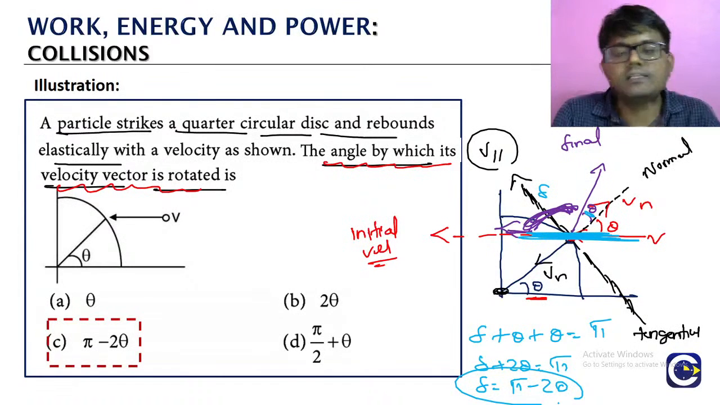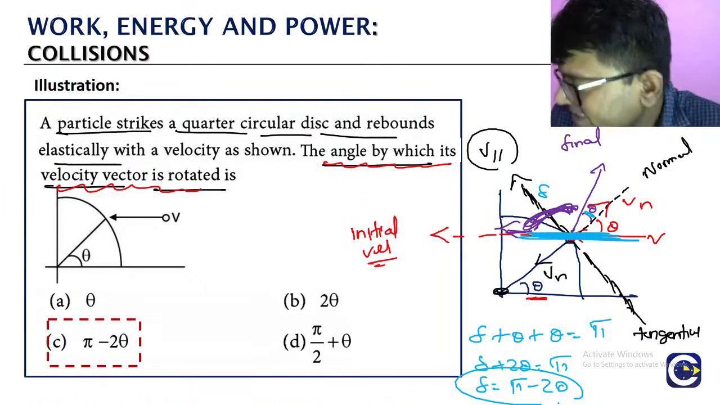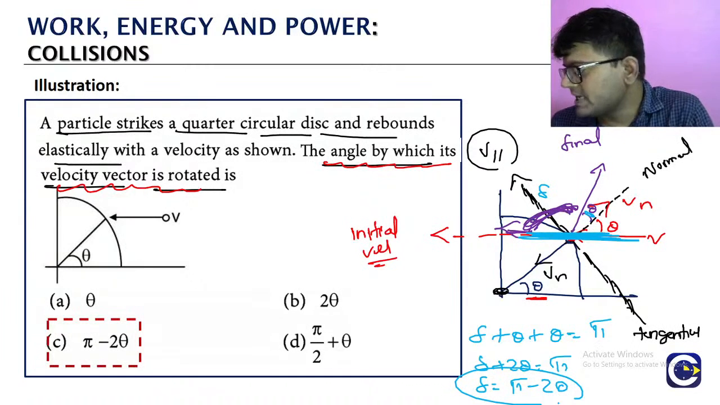So these are some of the things that we need to keep in mind in whichever type of collision it is. So the answer for this question is what, guys? It is our option C.